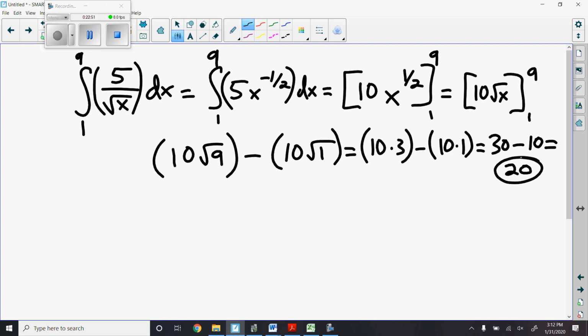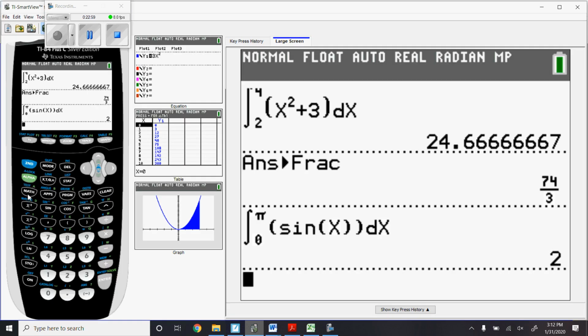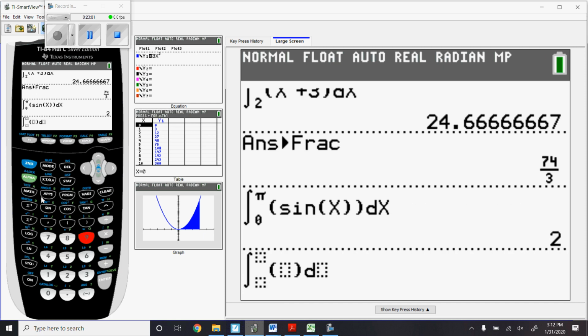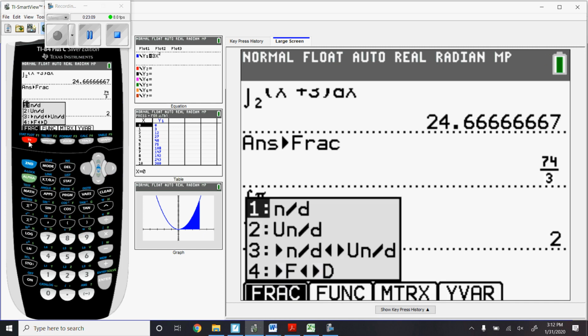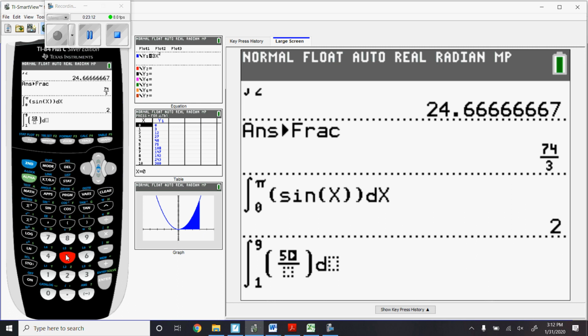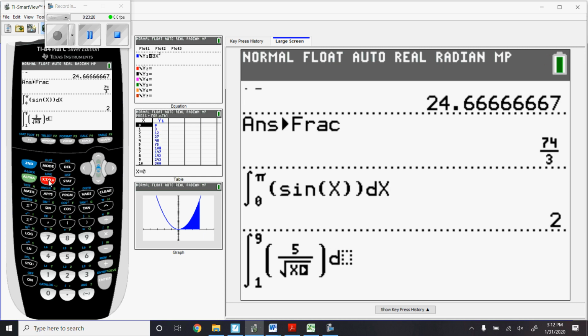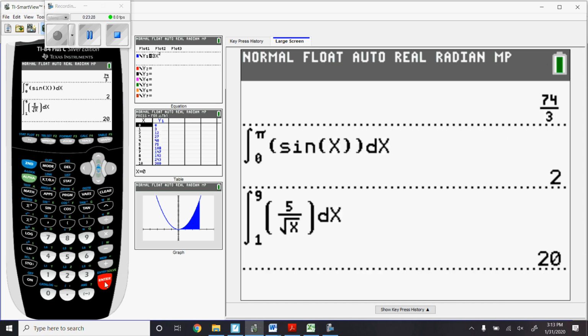Again, let's check. Where's my mouse? Let's check this one on the calculator. I'll do math 9, integral 1 to 9. I'll put in my fraction, 5 on top and root x on the bottom. And you see it spits out 20.